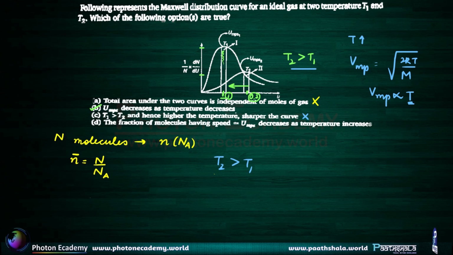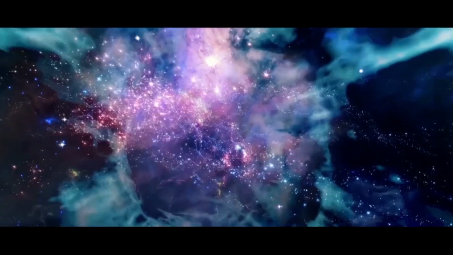Now, we know that temperature T2 is higher than T1. So, when we move from T1 to T2, the fraction goes from F1 to F2. And we can see that F2 is smaller than F1, right? So, the fraction definitely decreases as the temperature increases. So, statement D is also correct. So, the correct options are option B and option D.